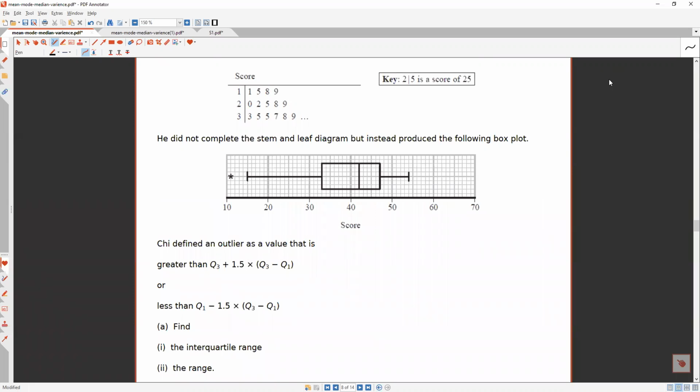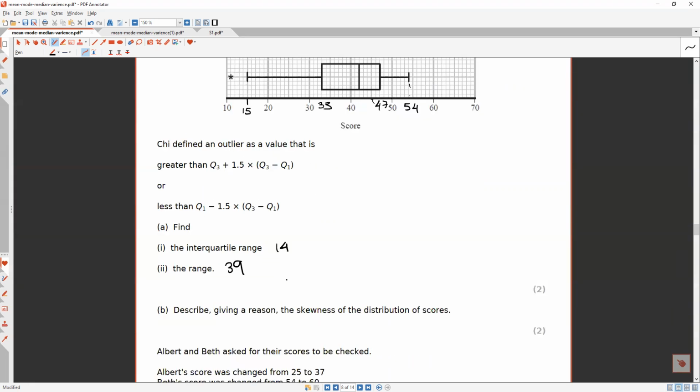Interquartile range is Q3 minus Q1. What's your Q3? Q3 is 45, 46, 47. And what's your Q1? 31, 32, 33. 47 minus 33, 14. So the interquartile range is 14. Correct answer? Then they said the range. Range is the biggest value minus the smallest value. The smallest value is 15 and the biggest value is 54, right? So 54 minus 15. Clear? That's the interquartile range and range.